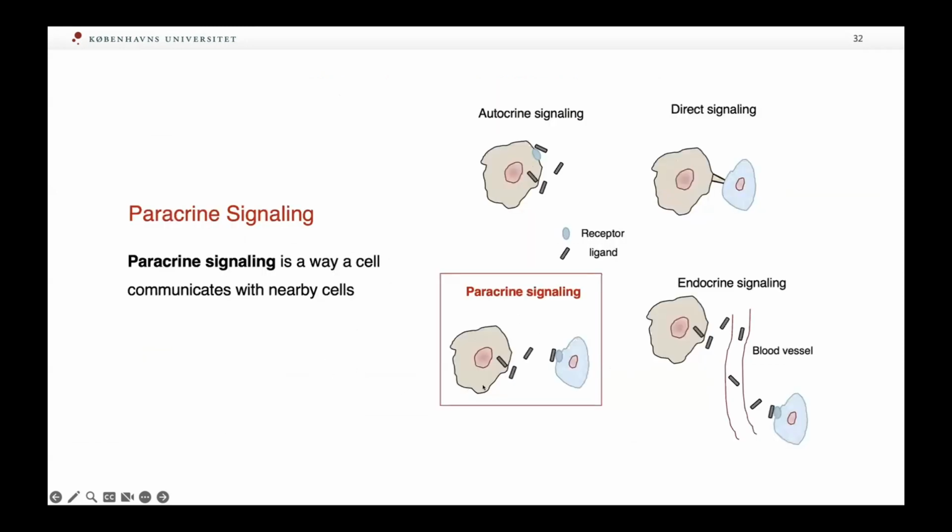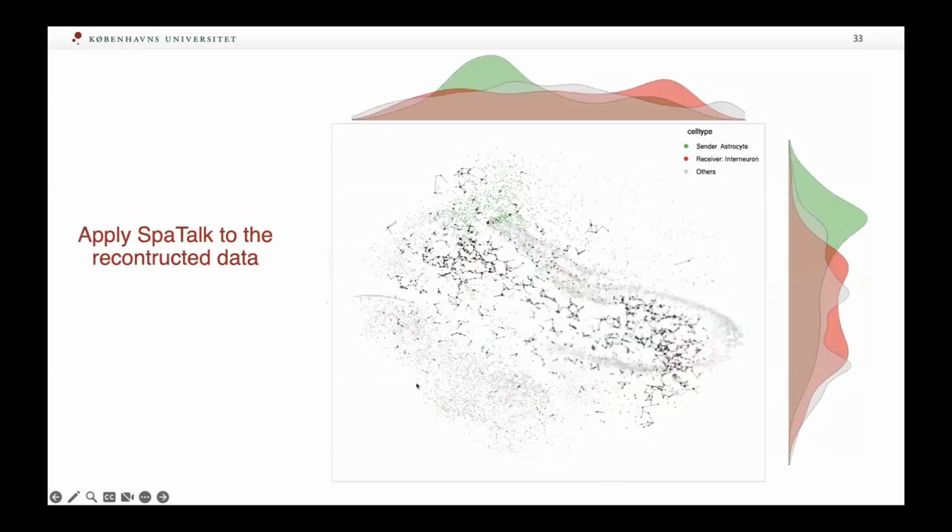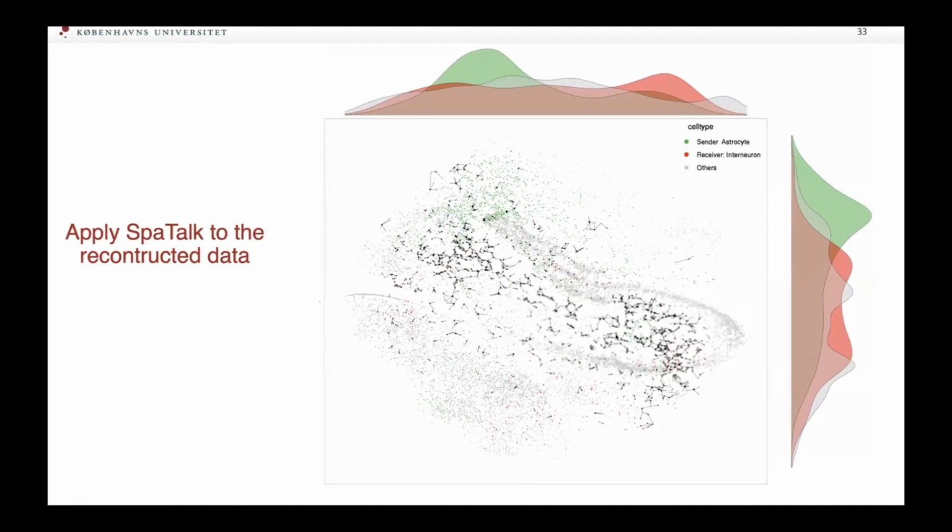And specifically here, we are looking at paracrine signaling. So it's a way that a cell communicates with its nearby cells. And we can visualize this interaction in the predicted images very clearly. So here we can see exactly which cell is communicating with which cell. The green spot is astrocyte, and the red spot is interneuron. If we zoom in, we can see exactly which cell is communicating with which cell. We can see it very clearly in our prediction.